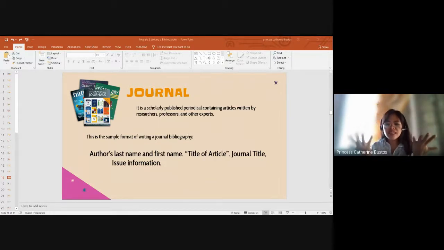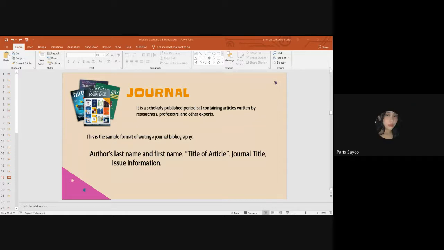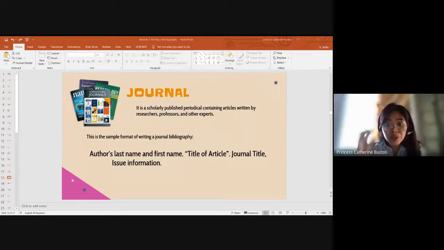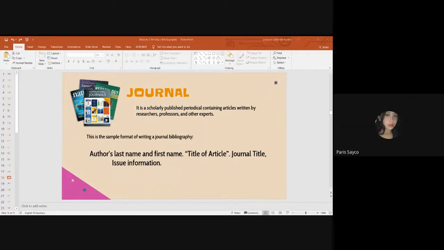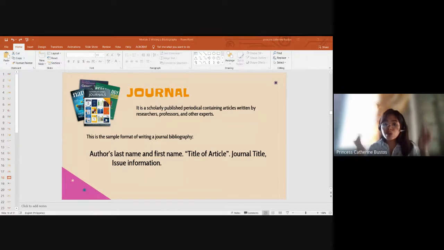Imagine how much data is inside a magazine or journal. Do we only have one article in a journal? Yes, Paris. To know what is the main idea or topic. Okay, to know what is the main topic because there are a lot of articles in a certain journal. Do you follow? Yes, ma'am.